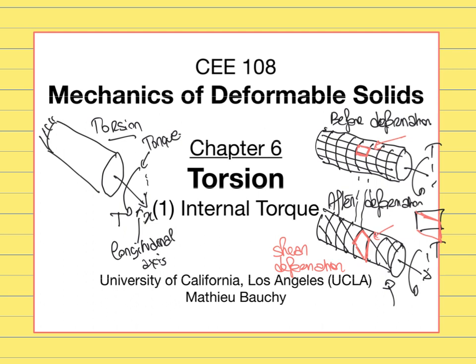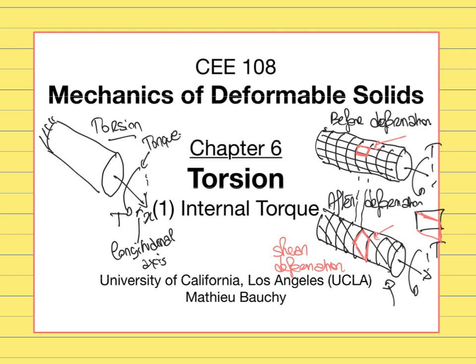So what we will see in this chapter is two things. First, for a given external torque, can we predict the deformation of this cylinder? The deformation will be defined by its twist angle. How much twist angle can you make for this beam? And so that's the deformation.